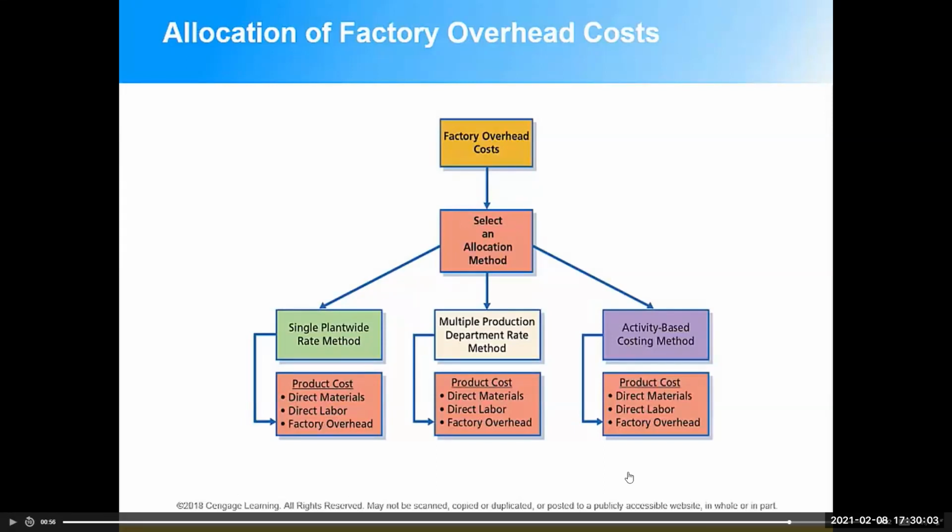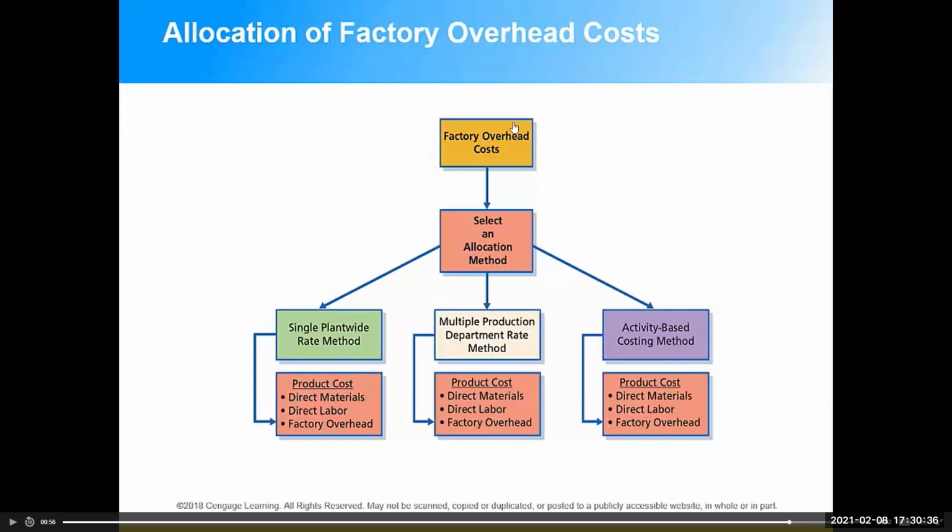So notice activity-based costing, the purple one, that's going to be in chapter 4. And these two here, single plant-wide rate method and multiple production method, that's in chapter 4. Let me see. Excuse me. No, this is chapter 3. Activity-based costing is chapter 4. This is a very good overview. Did anybody see this in their chapter? Is there a pictorial of this in the chapter?